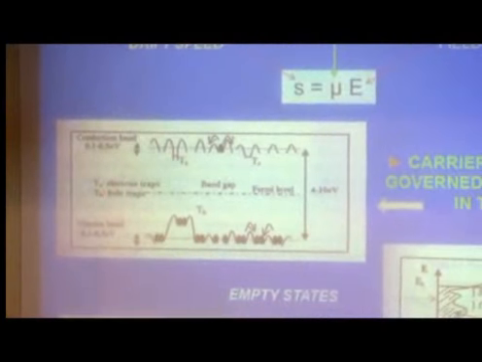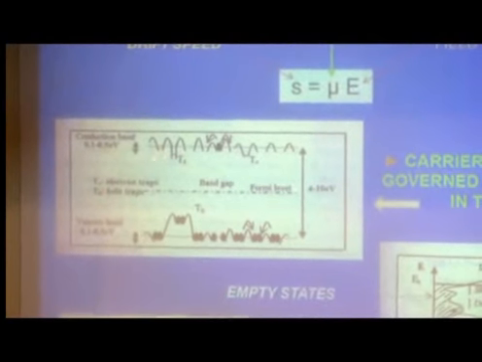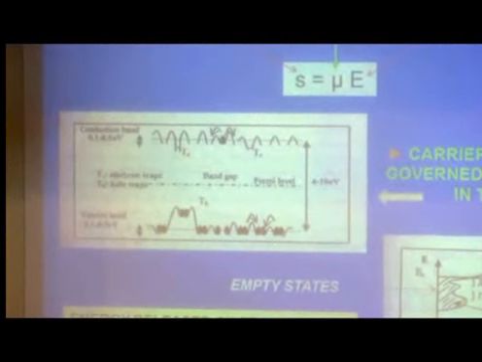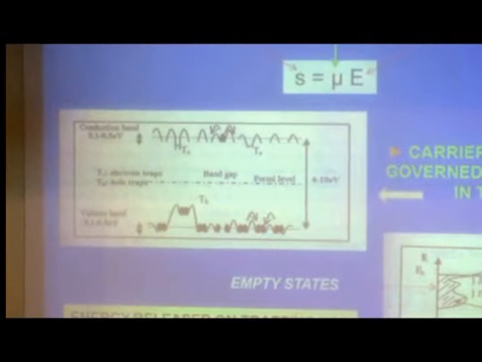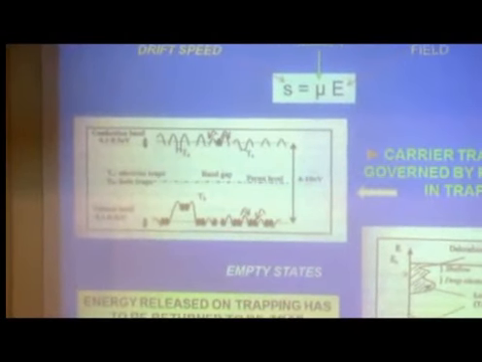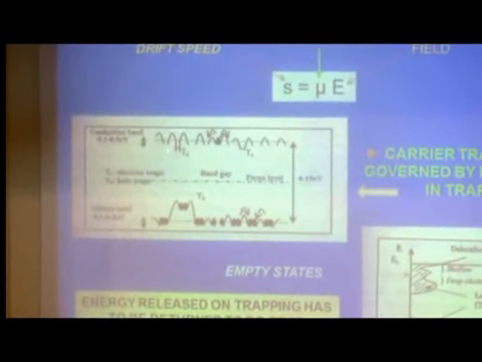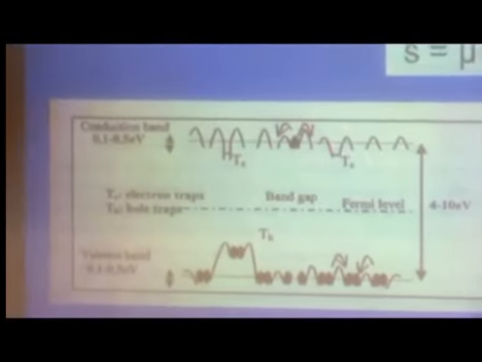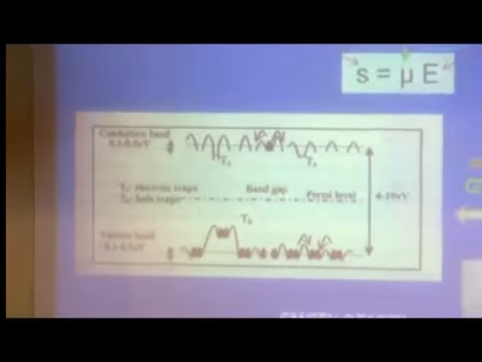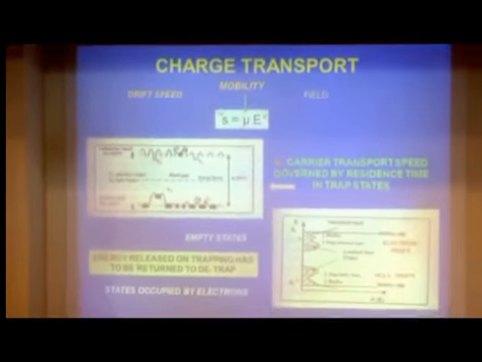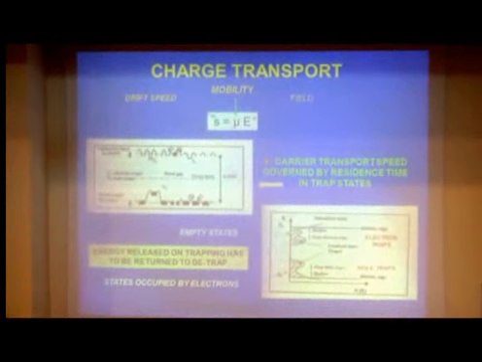So the charge will come along, drop in here, may remain there a millisecond, drop in this one, that it's in there for a week or more, and so on. So the speed is actually governed by how long the carriers stay in these trap states. In between, it moves a bit like a metal. It moves so fast, it's as though it's no time at all.